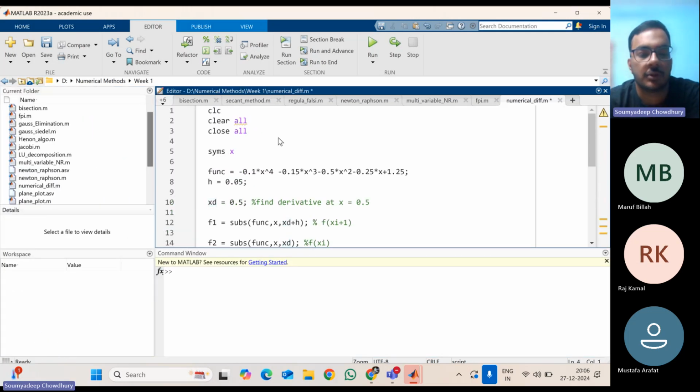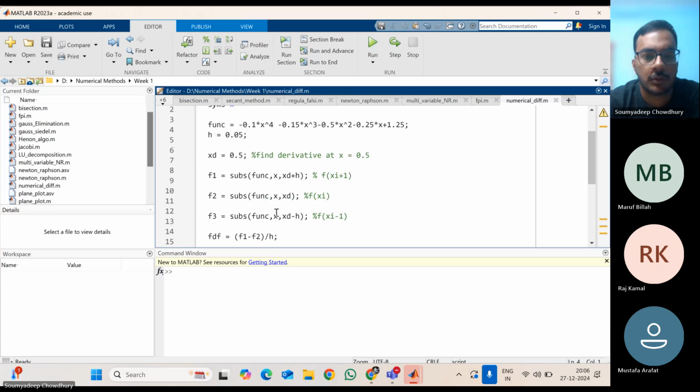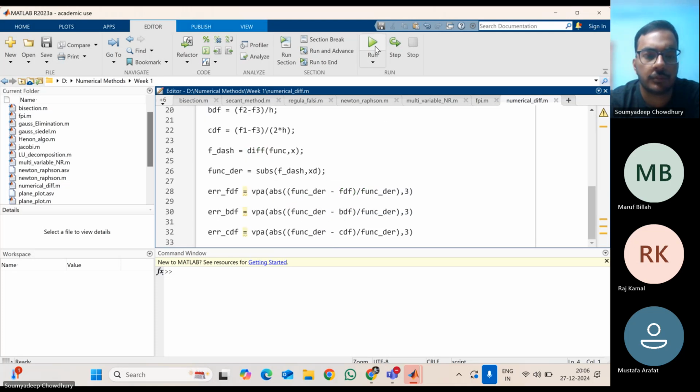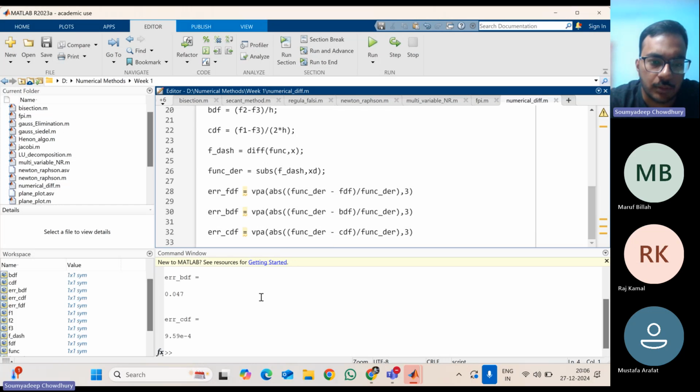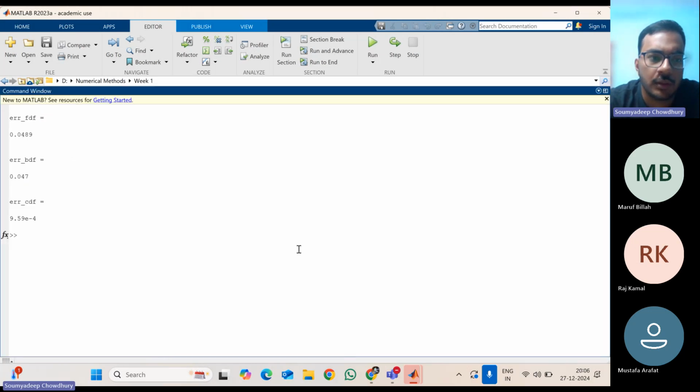I'll just run this code. Just 1 second. Now you can see for a particular value of h, your error in forward difference is some 4%. Your backward difference error is also around the same, 4.7%, whereas the error in CDF is very low, 9.59 times 10 to the power minus 4. So you can see what is happening.